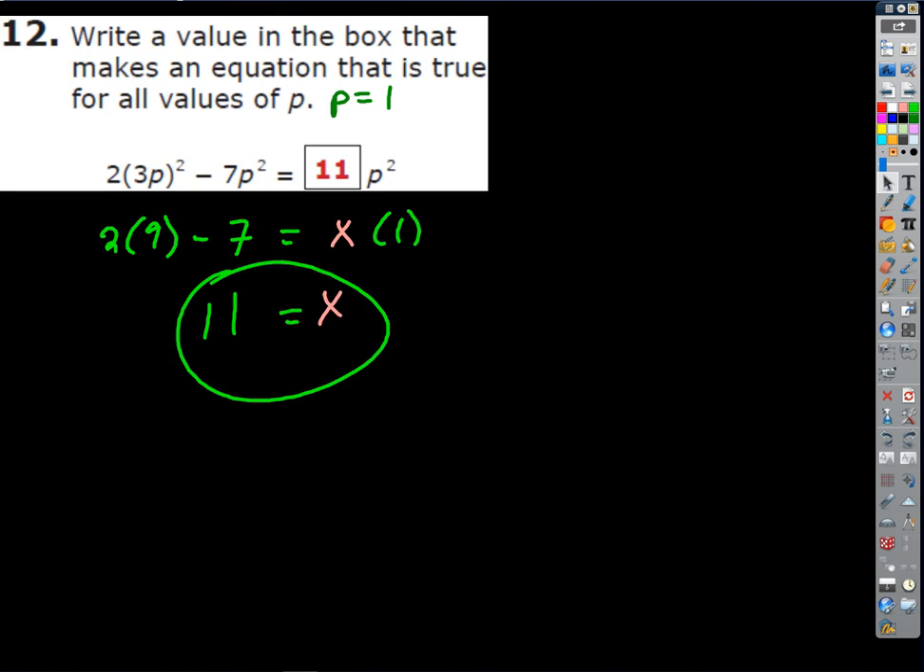We could do this with our trick too, couldn't we? We just set p equal to 1. We could figure out what's the value that has to fit in there to make it work. So I would just get 2 times 3 squared minus 7 times 1 squared equals x times 1 squared. And I end up with 11 equals x. And so the substitution trick would work great there too.